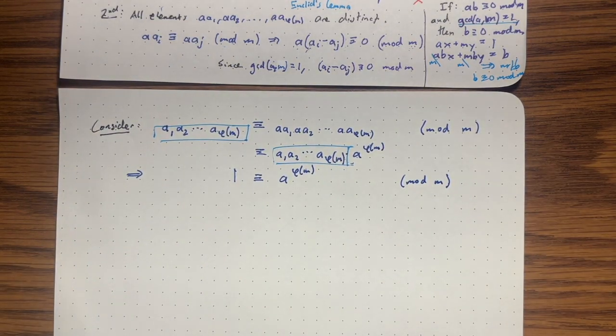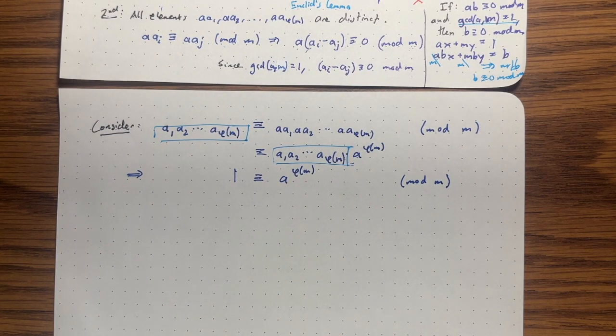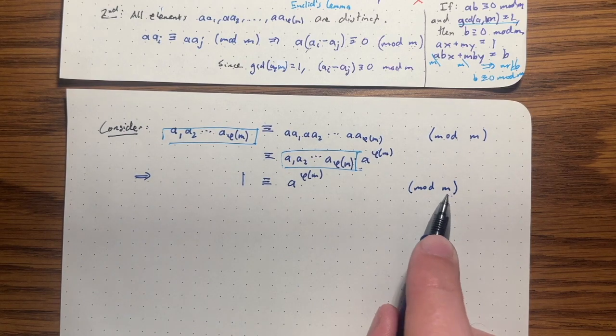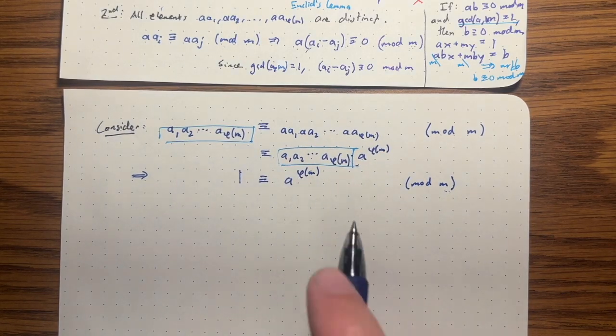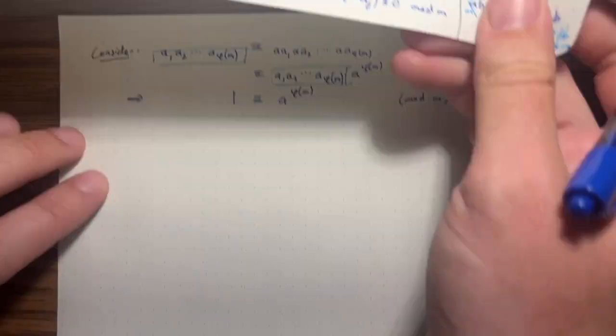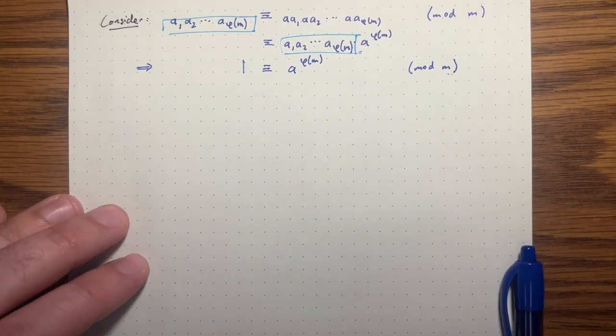Great, so that is Euler's theorem. It's a slightly fancier version of Fermat's theorem that works for any modulus. You just have to compute this phi of m. So let's do an example of this, and then we'll conclude the lecture.